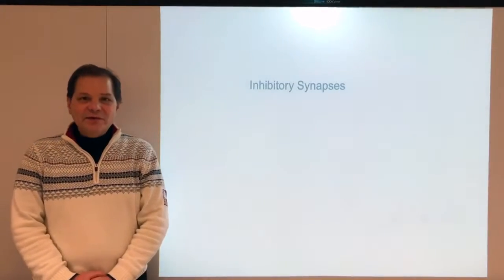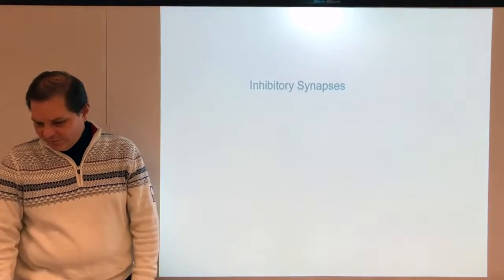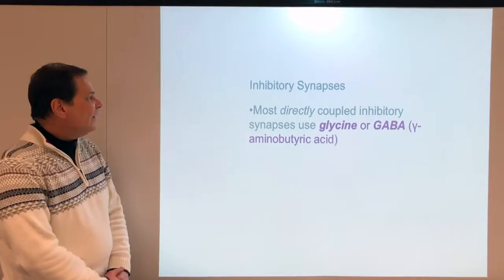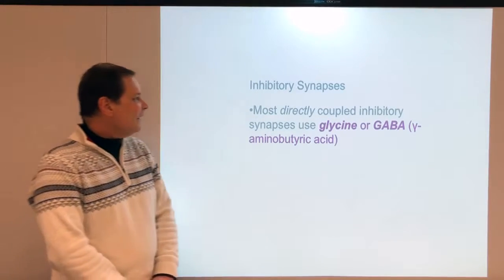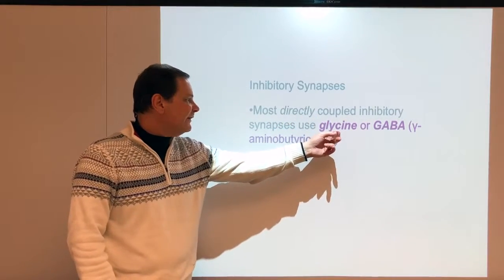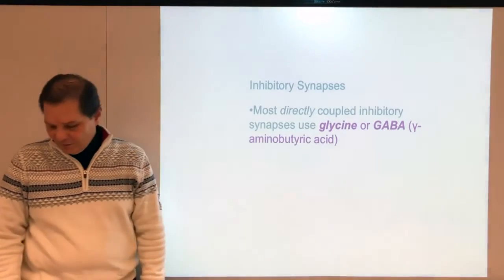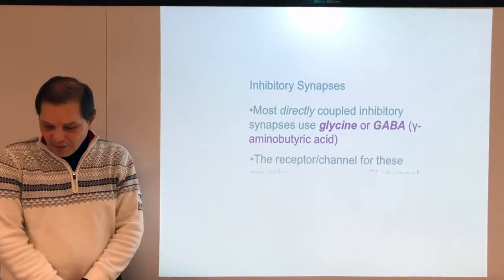That's our excitatory synapses. We also have inhibitory synapses in the CNS. These are most directly coupled. Inhibitory synapses use glycine or GABA, which is gamma-aminobutyric acid, as the neurotransmitter, okay?